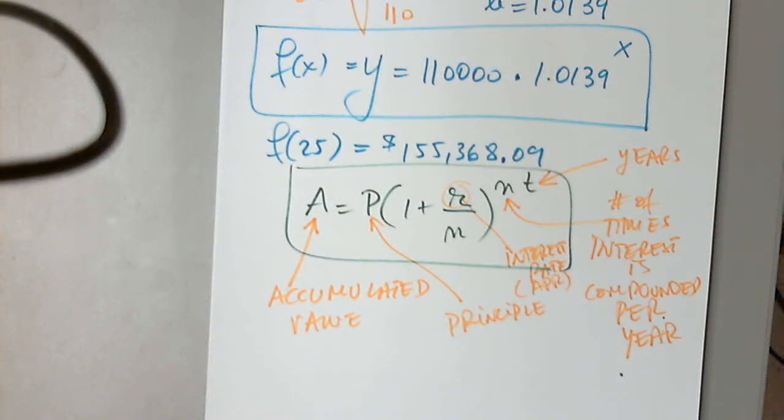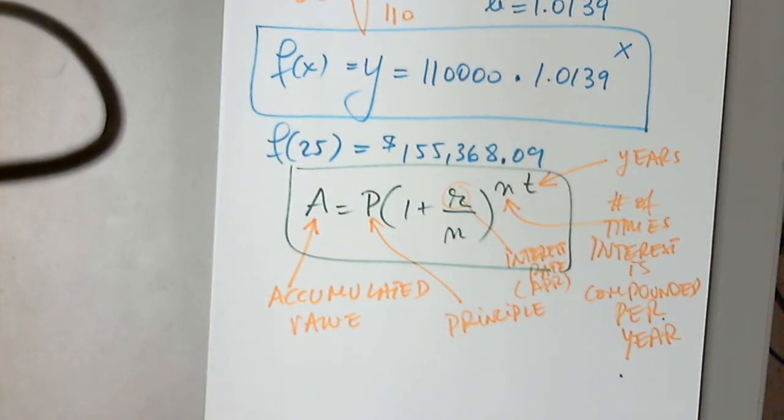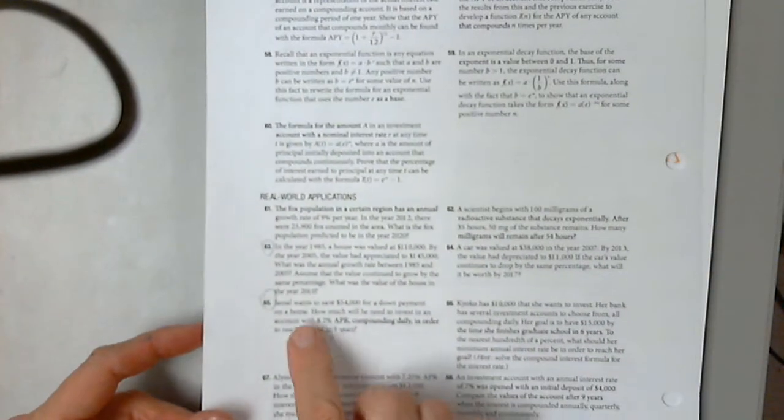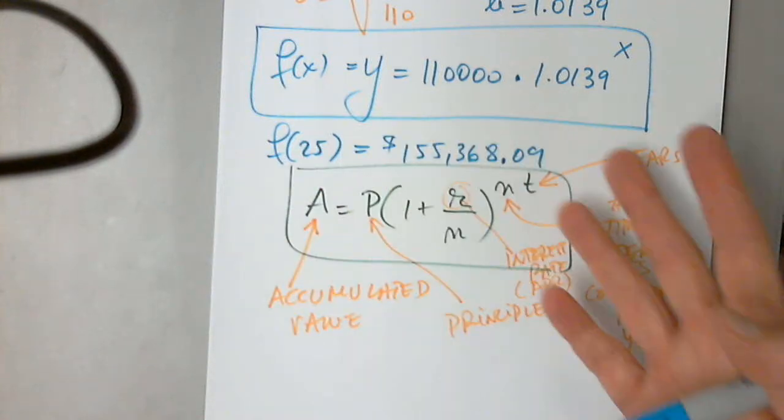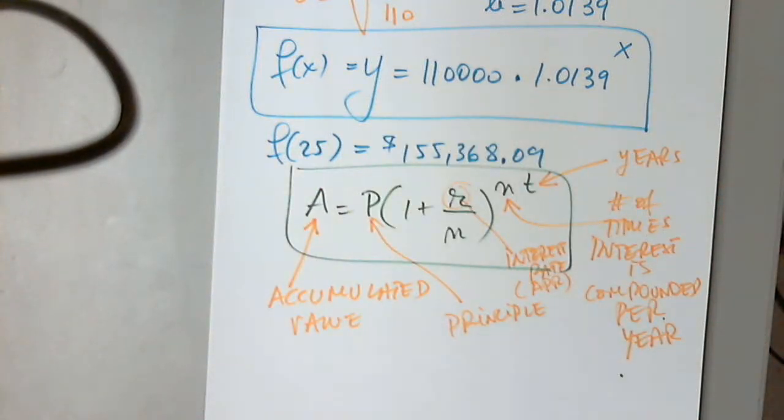Annual percentage rate. Of course, it has to be a percentage. Okay, so now we know that he wants to save $54,000. Where does $54,000 fit in this formula?